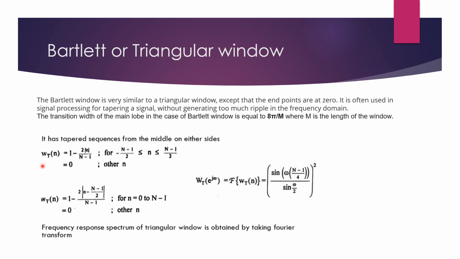It is given as w_t of n equals 1 minus 2 mod of small n by capital N minus 1, for values of small n ranging from minus (N minus 1) by 2 to (N minus 1) by 2, and 0 for other values of n. It is also given as w_t of n equals 1 minus 2 mod of n minus (N minus 1) by 2, by N minus 1, for values of small n ranging from 0 to N minus 1, and 0 for other values of n. The frequency response spectrum of a triangular window is obtained by taking a Fourier transform.